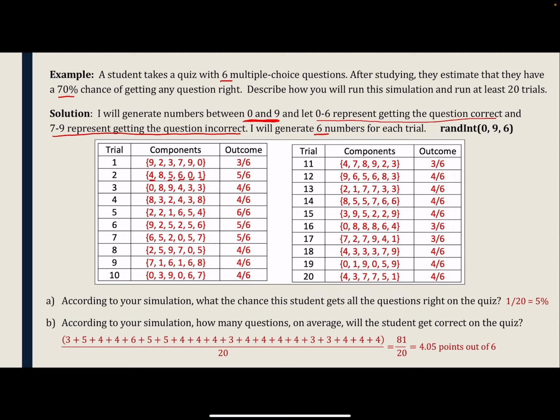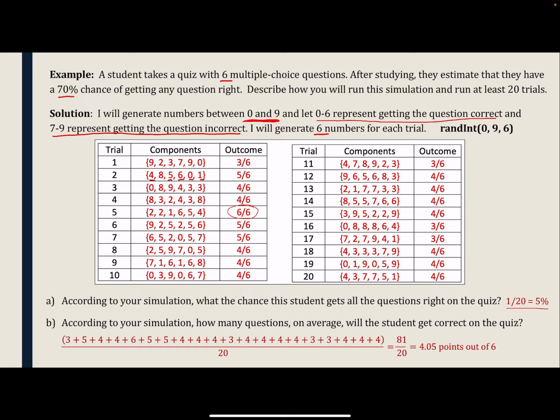Down below, I've got 2 questions that are slightly different. One that's a lot like what I've already asked with all the other simulation questions. According to my simulation, what is the chance that this student gets all the questions right on the quiz? Well, there's only one trial where I had a perfect 6 out of 6. So the probability is 1 out of the 20 trials, which is 5%.